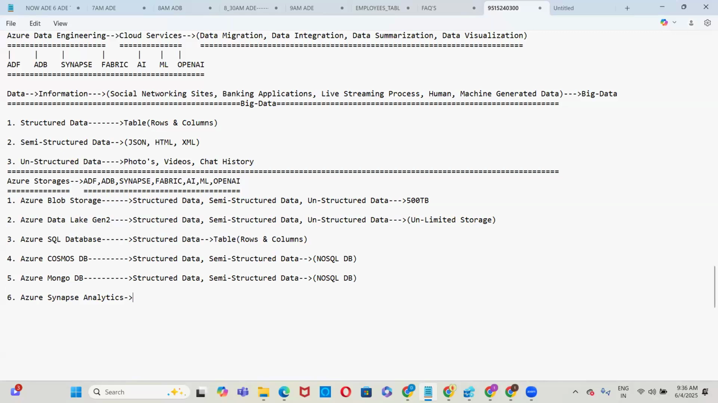And when we talk about the data warehouse, it can store only structured data, no other kind of data, because it's the final layer of the data. Final layer of the data means structured data. So Azure Synapse Analytics can store the structured data here.